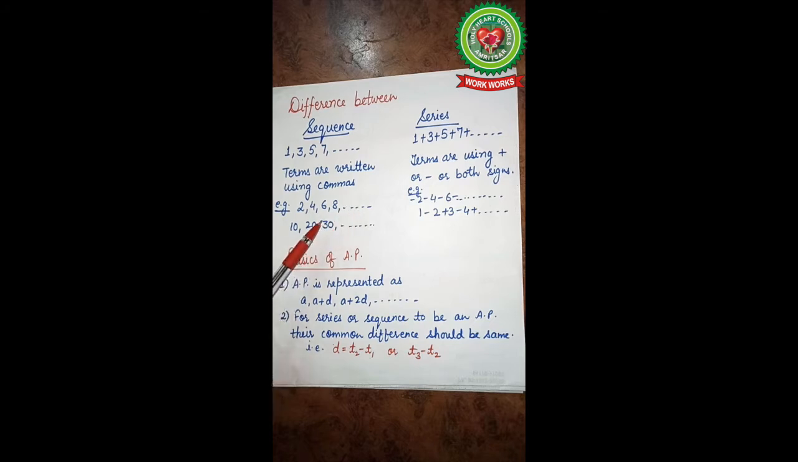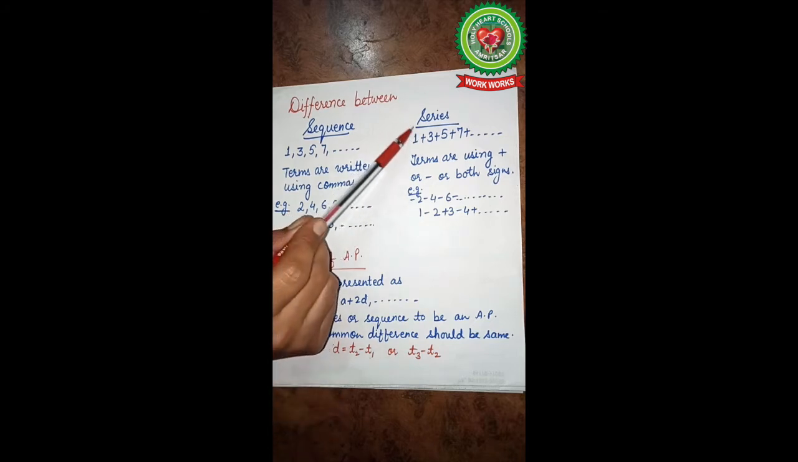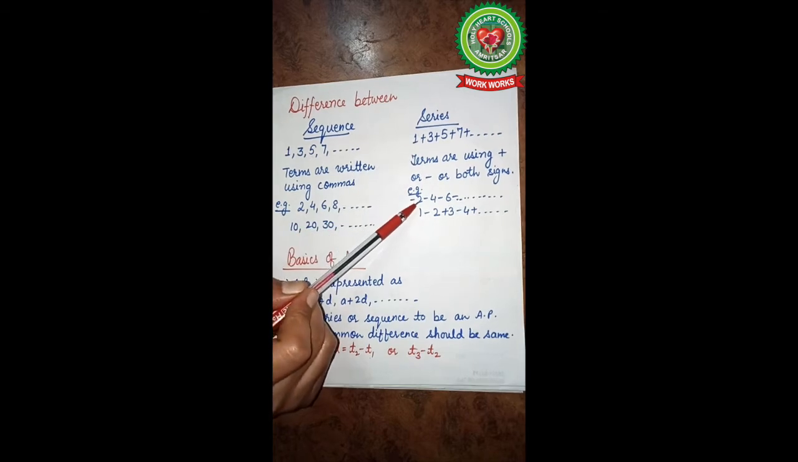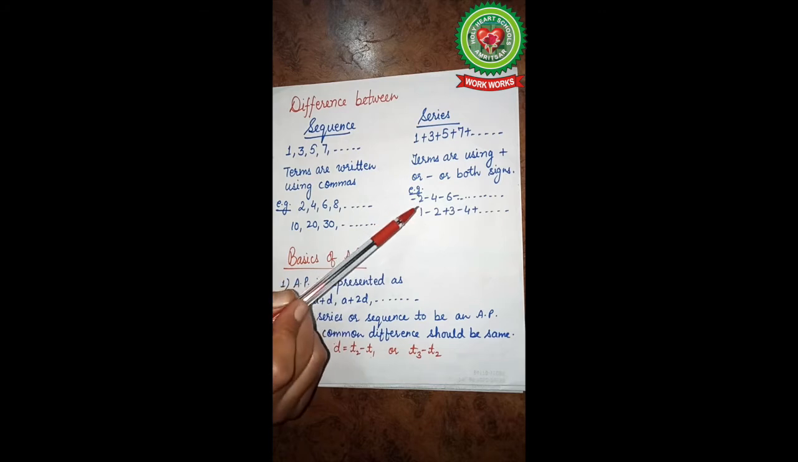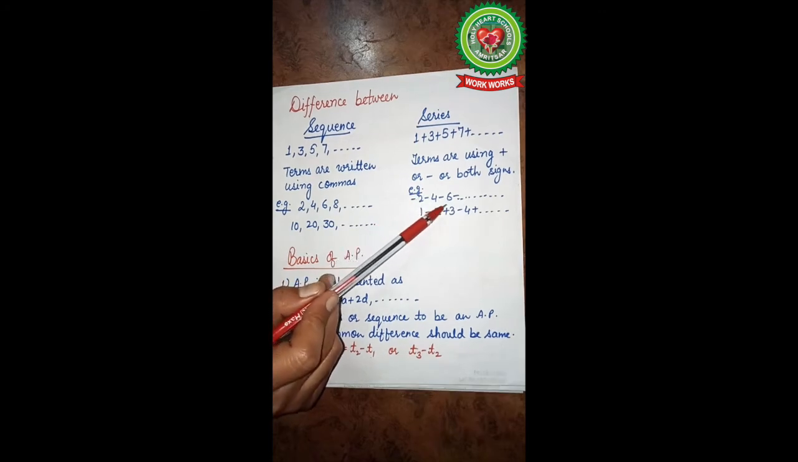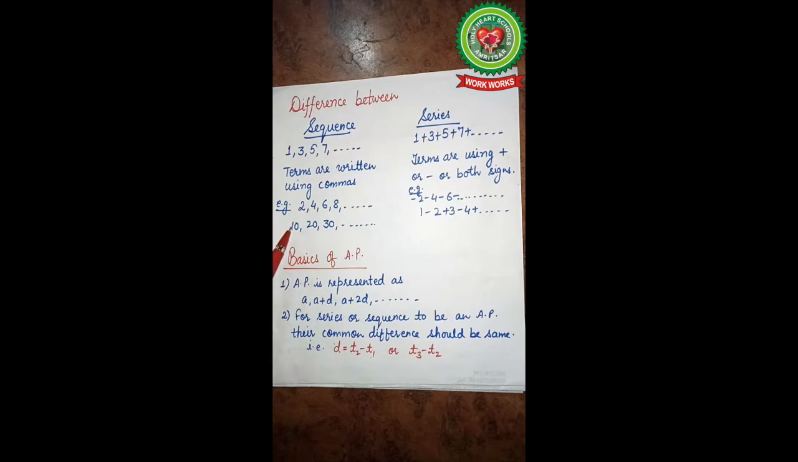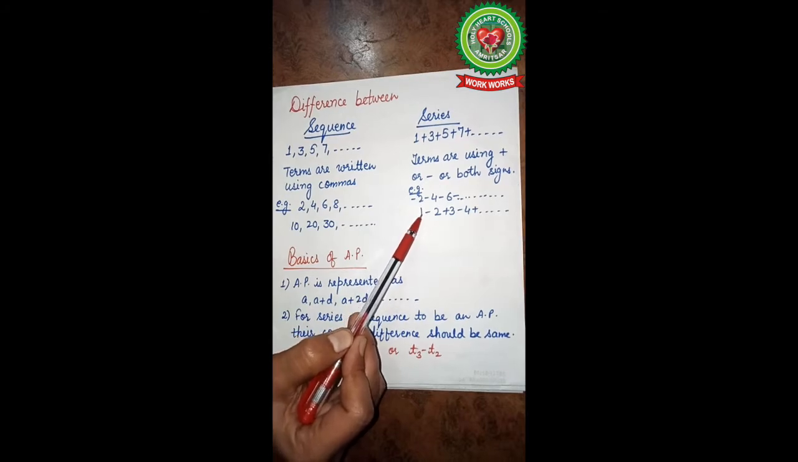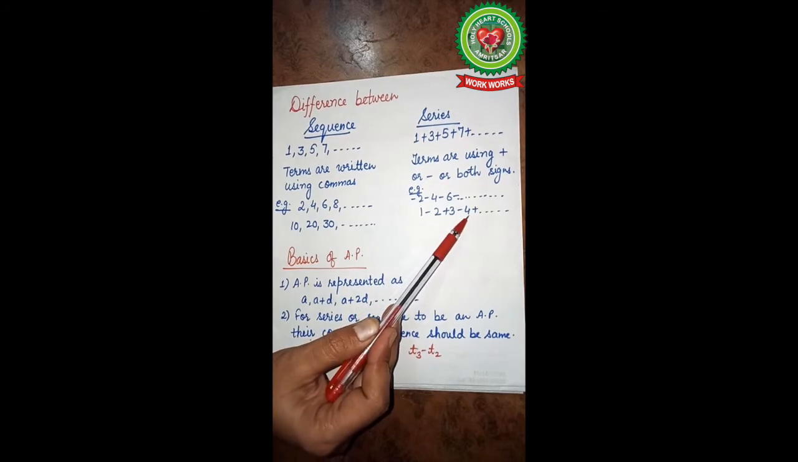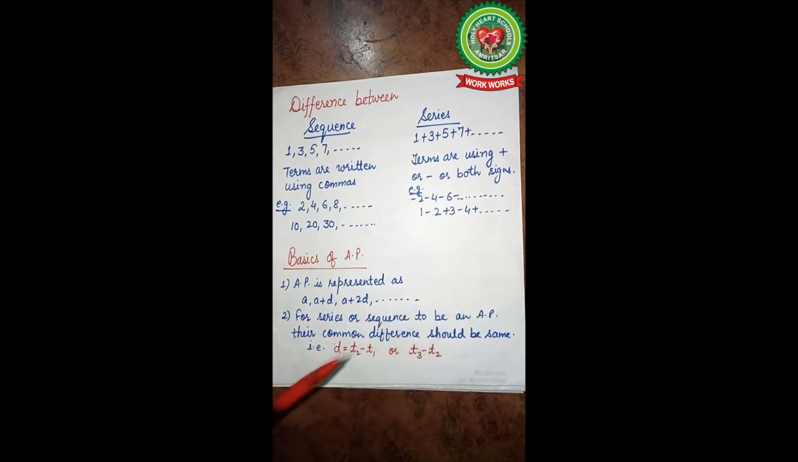2, 4, 6, 8 and so on. If we want to represent this sequence in series, we will put the sign like this, -2, -4, -6 and so on. It may be a plus sign, that is 2 + 4 + 6 and so on. Similarly, another example is 10, 20, 30 and so on. Here, terms in series 1, -2, +3, -4, and so on.